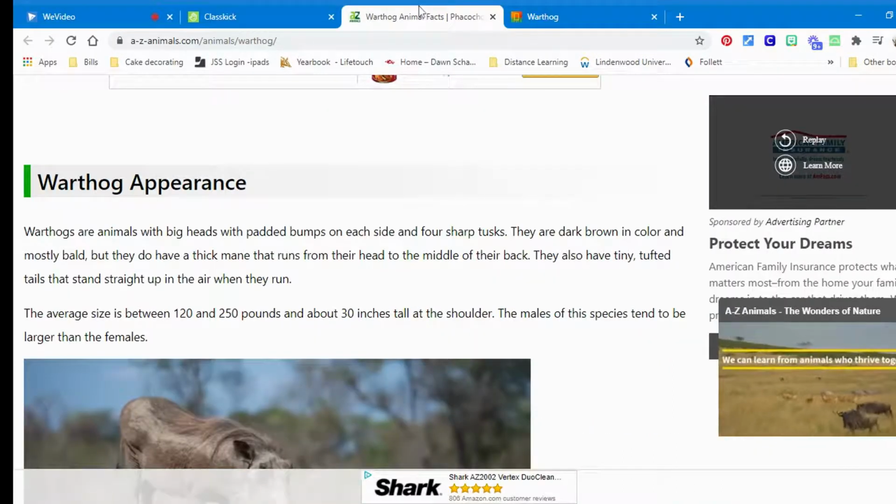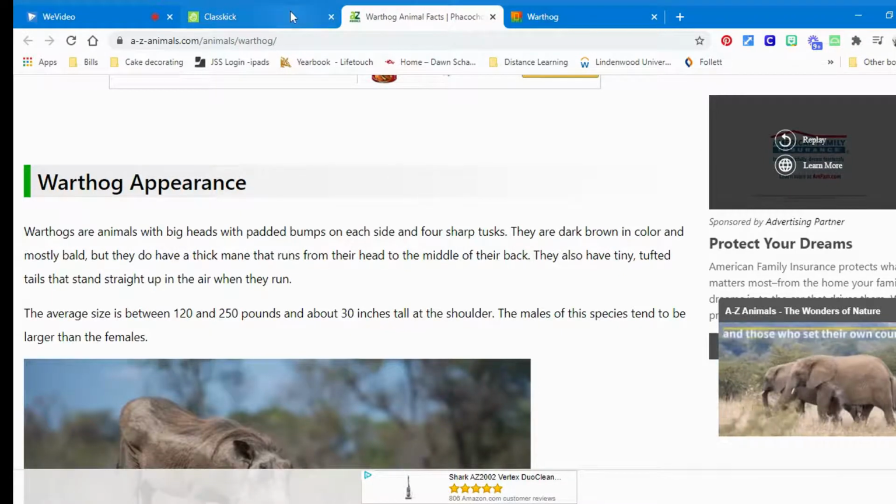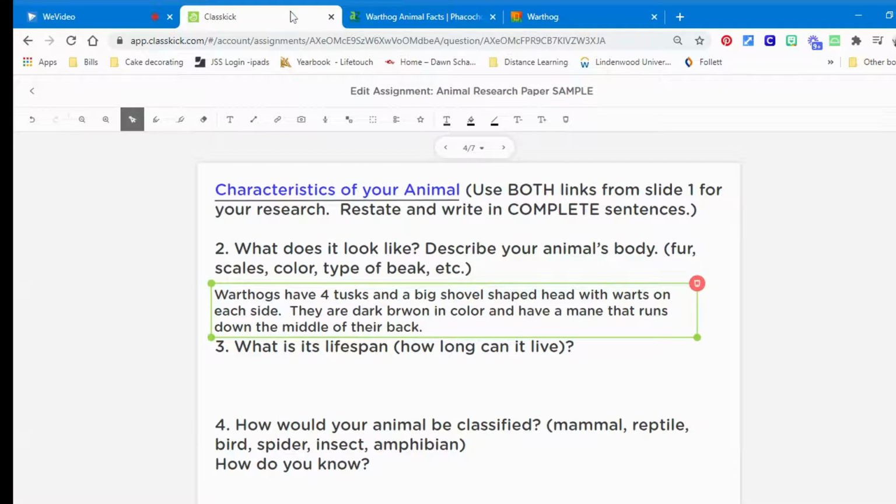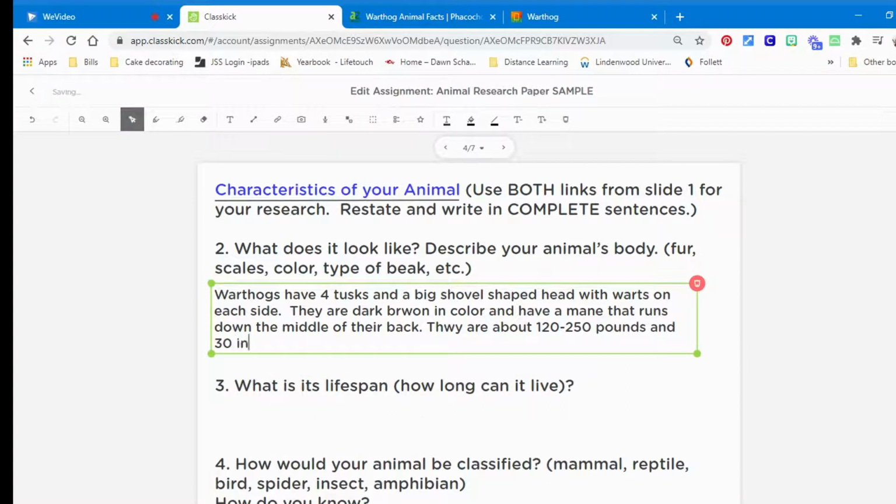And then when I go back to the website, it says their average size is between 120 and 250 pounds, and they're about 30 inches tall. So I'm going to go ahead and add that in as well. Notice I was not able to describe my warthog with just one sentence. I had to add several sentences to this. Please make sure you're describing your animal fully as well.